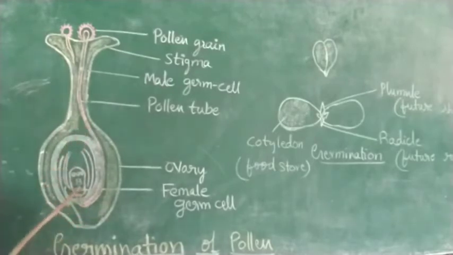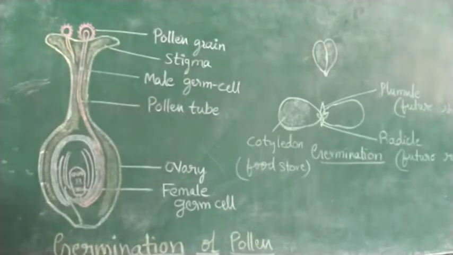This results in fertilization. Fertilization is the process where the male germ cell unites with the female germ cell. After fertilization, the zygote undergoes repeated cell division and forms the embryo. This embryo is considered the seed.